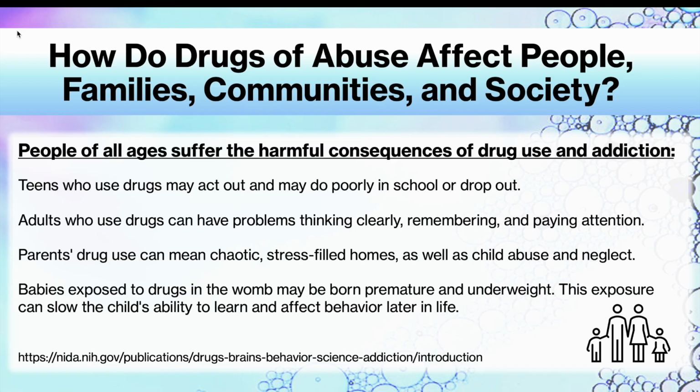They may develop poor social behaviors as a result of their drug use, and their work performance and personal relationships suffer. Parents' drug use can mean chronic, stress-filled homes, as well as child abuse and neglect. Such conditions harm the well-being and development of children in the home and may set the stage for drug use in the next generation. Babies exposed to drugs in the womb may be born premature and underweight. This exposure can slow the child's ability to learn and affect behavior later in life. They may also become dependent on opioids or other drugs used by the mother during pregnancy, a condition called neonatal abstinence syndrome.